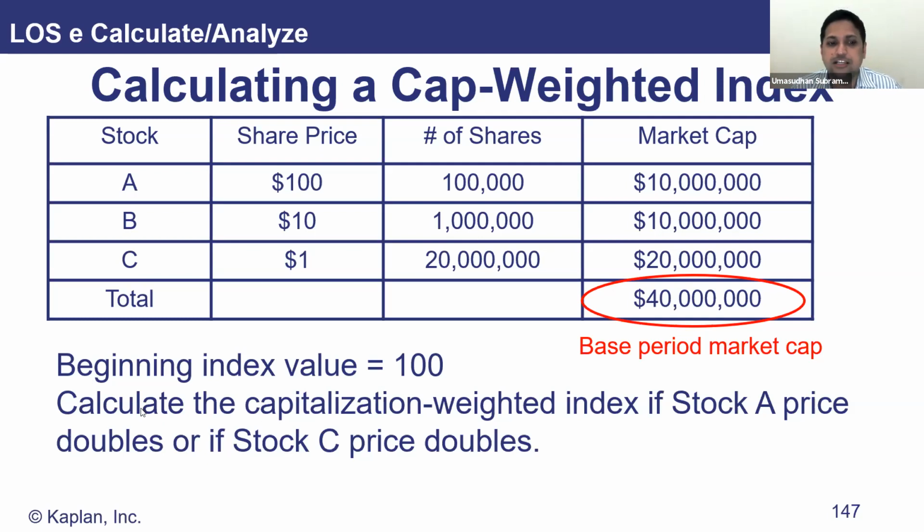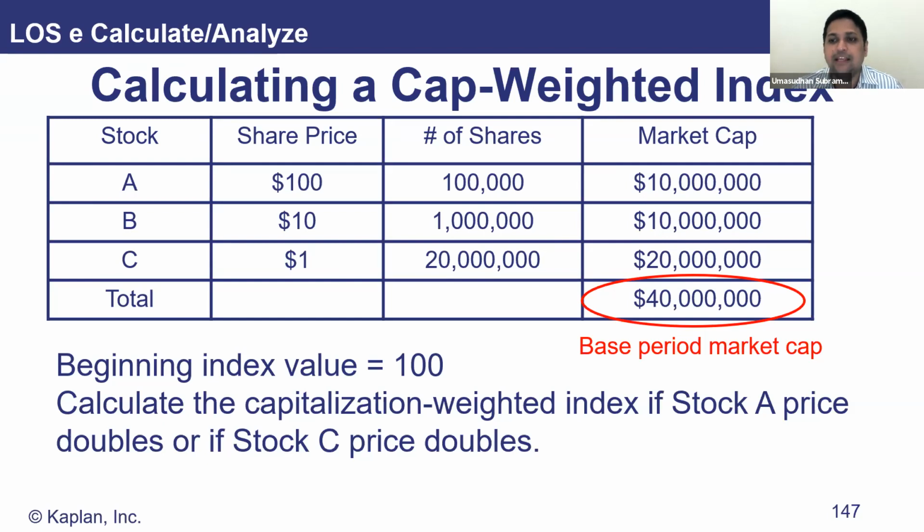So now the question is, calculate the capitalization weighted index if stock A price doubles, and if stock C price doubles. First, let's understand stock A price doubles. So from this index perspective, is it a low weighted stock or high weighted stock? What do you think about it? Stock A, is this a high weighted stock or low weighted stock? It is actually a low weighted stock because it has a market cap of 10 million. What is the high weighted stock?